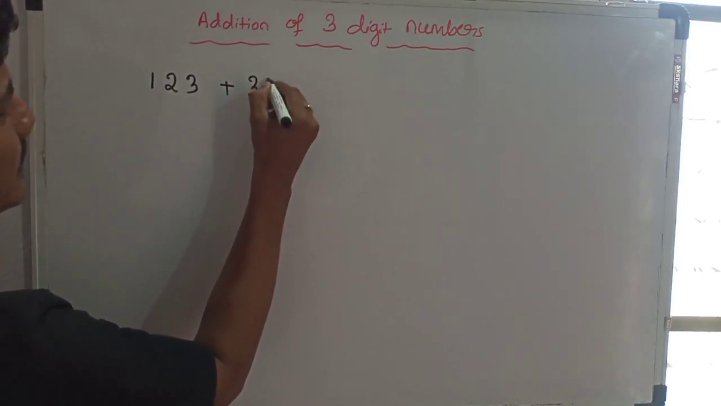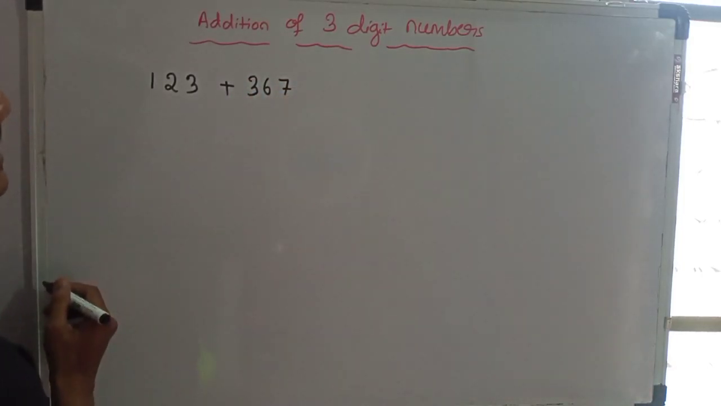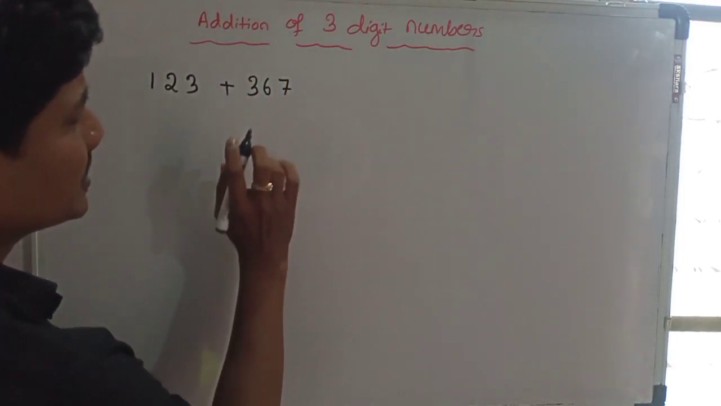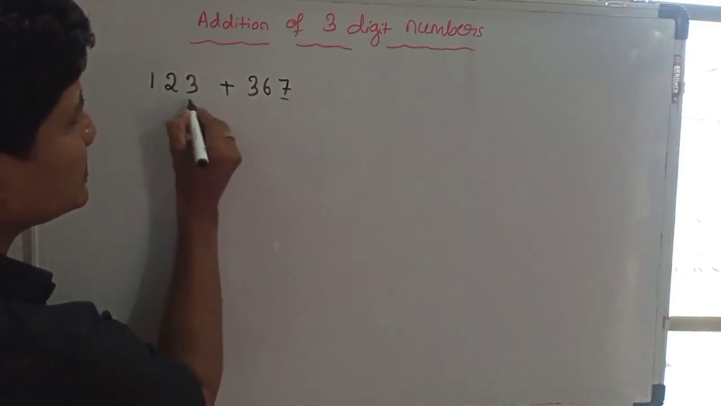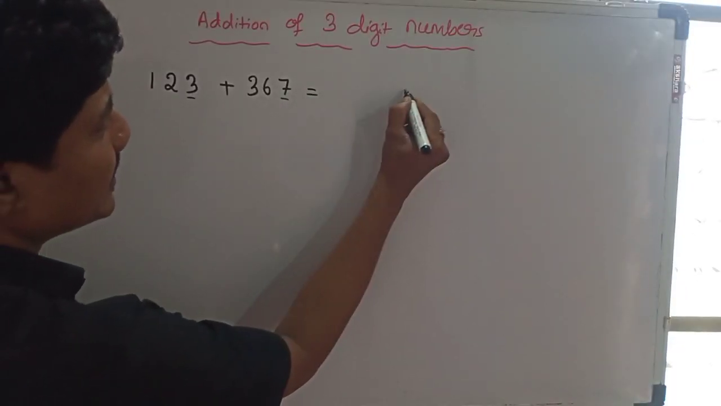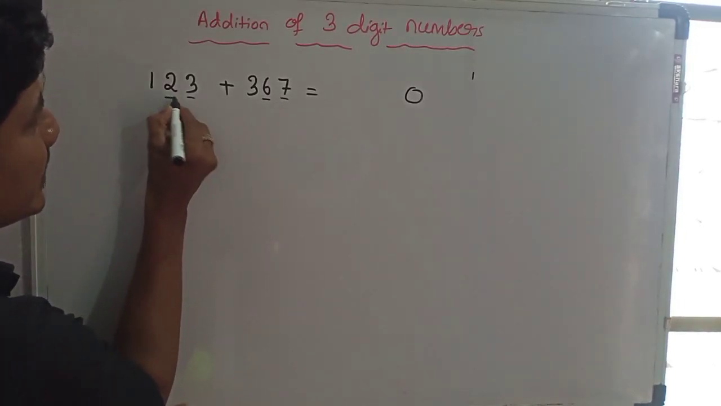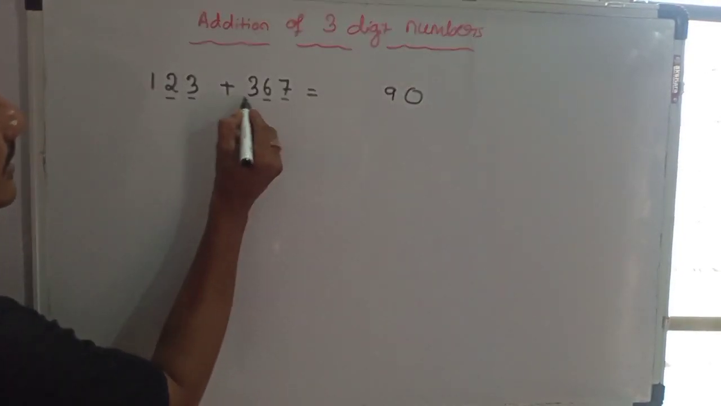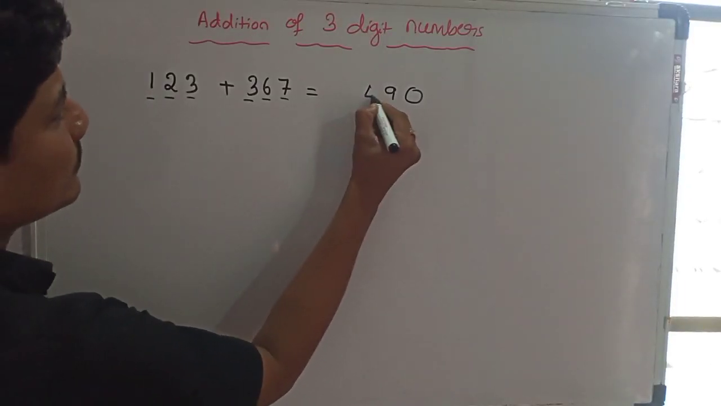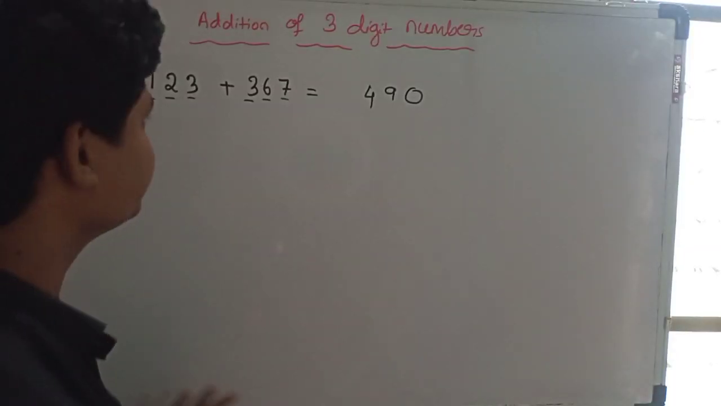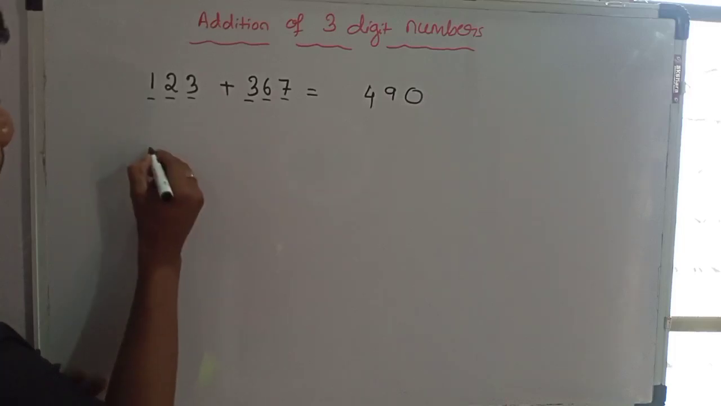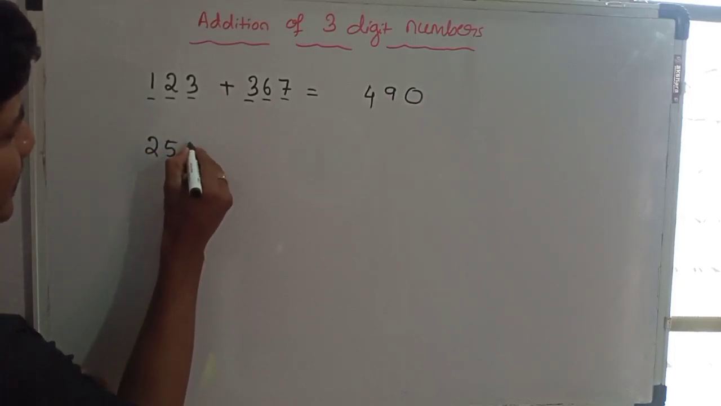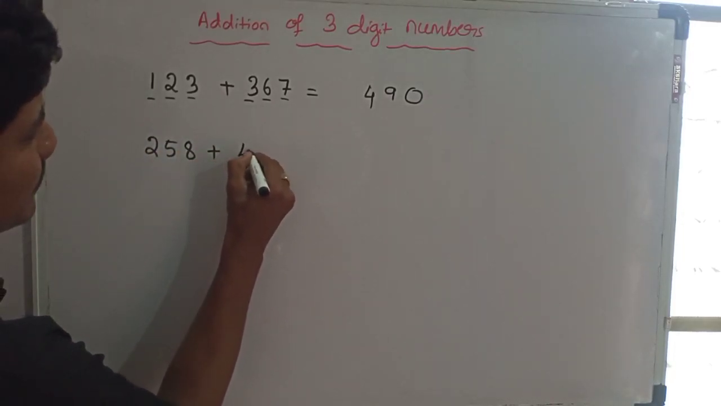I'm taking three digit numbers 123 plus 367. These are the three digit numbers. Just add the units digits first, that is 7 plus 3 is 10. Then you add the tens digits, 6 plus 2 is 8, 8 plus 1 is 9. Then you add the hundreds digits, 3 plus 1, that is 4. 490 is the answer.